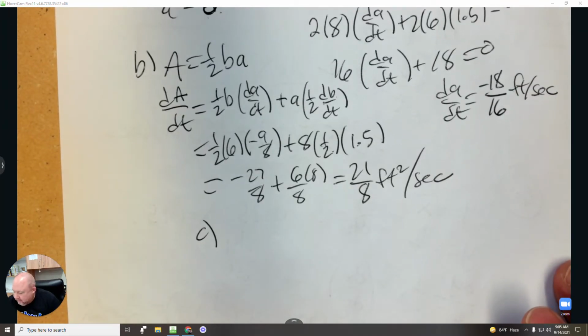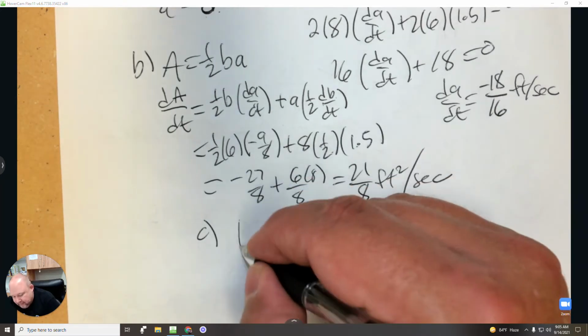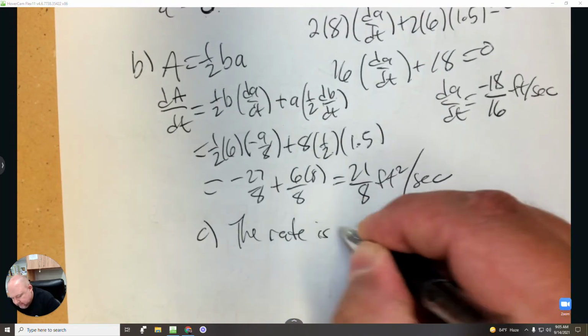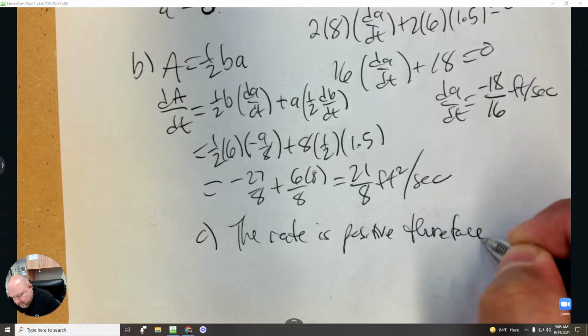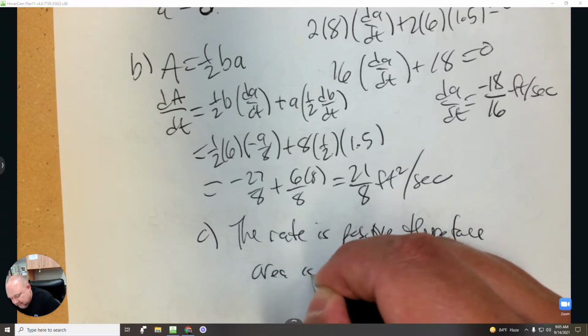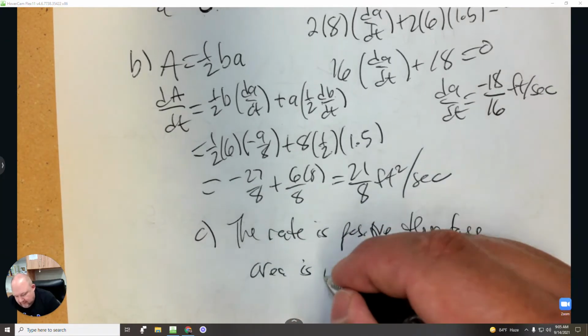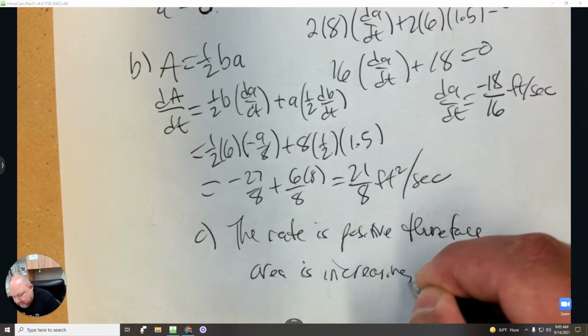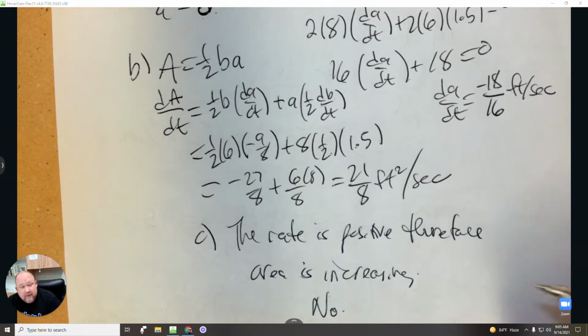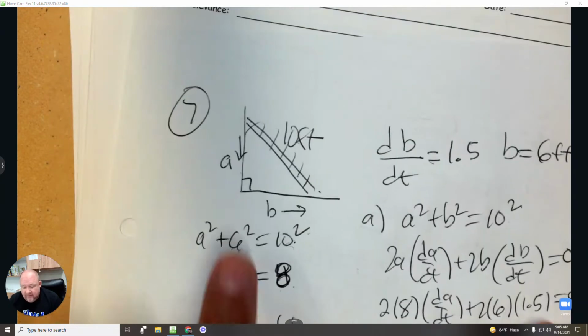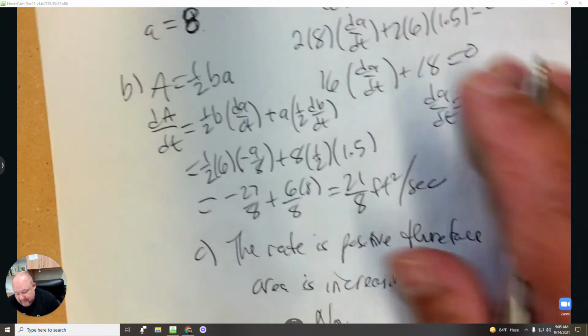Is the area from part B increasing or decreasing? So the rate is positive. Therefore, area is increasing. And the question is, would your answer be the same at all times? The answer is no. As that slips away, this area will eventually be decreasing.